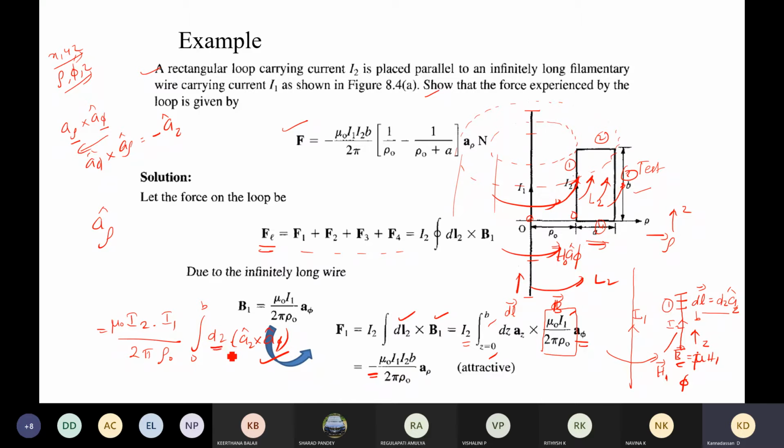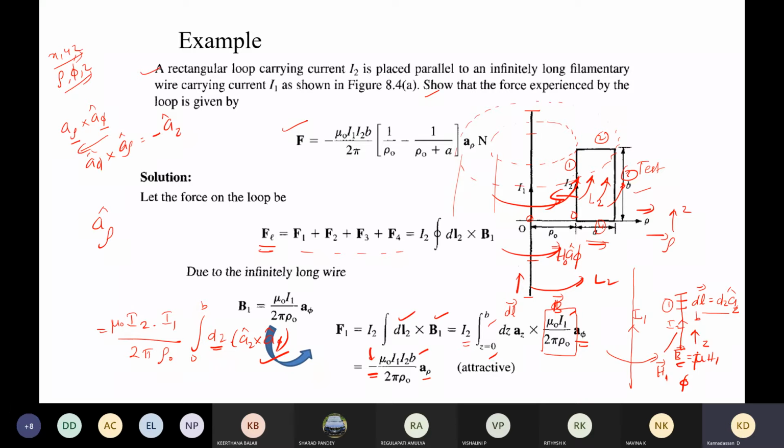Then when you integrate over z, you will get the value B. So B is available here, and the resulting a rho vector, which is perpendicular to both the z and phi directions, comes with the negative symbol. So this is the force acting on that. The force will act in this direction. This is the rho direction, but the force will act in the opposite direction.